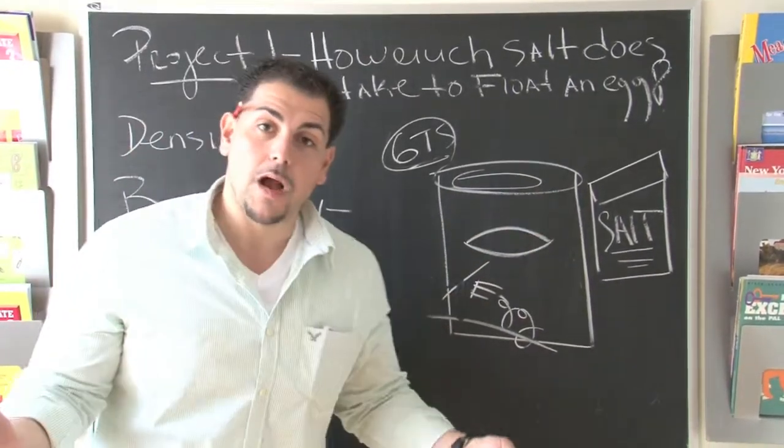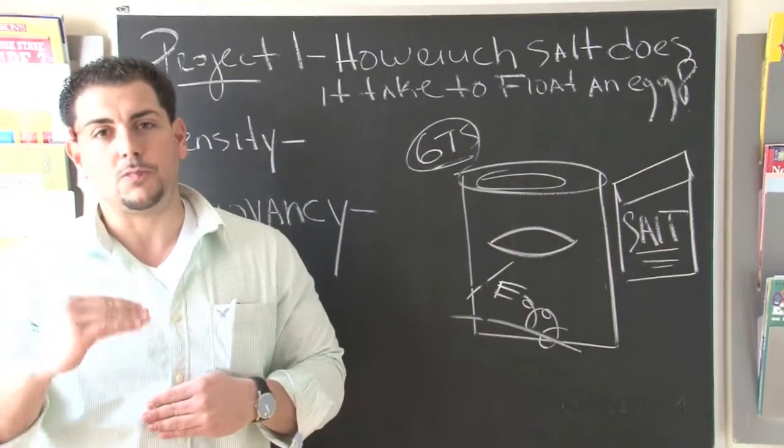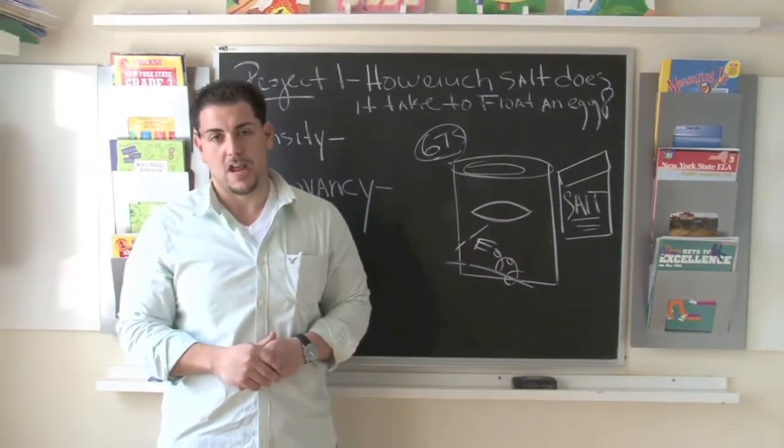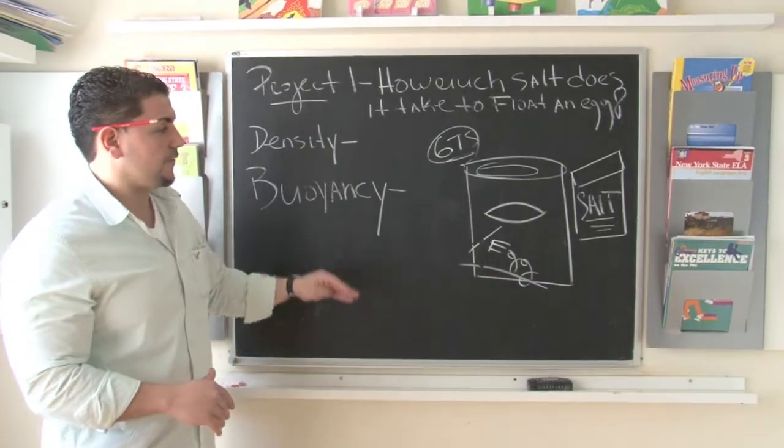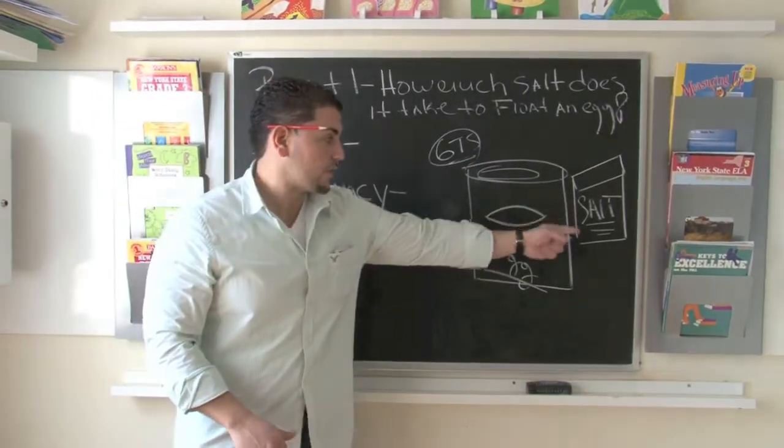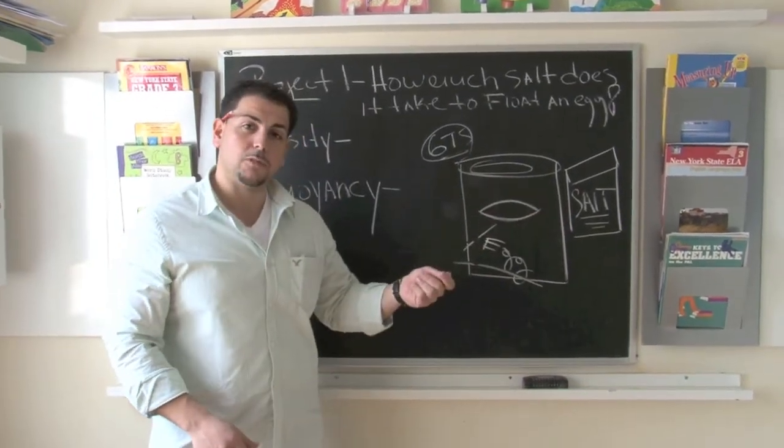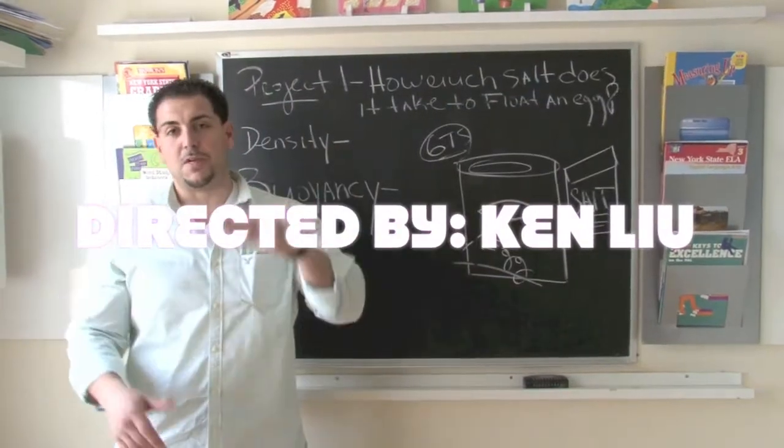What you got to do for your project is just record how many teaspoons of salt, and then you'll be in good shape. Very simple, very straightforward. Like I said, a cup, a bowl, salt, and an egg, and a couple of teaspoons of salt, and before you know it, that egg is going to be rising to the top.